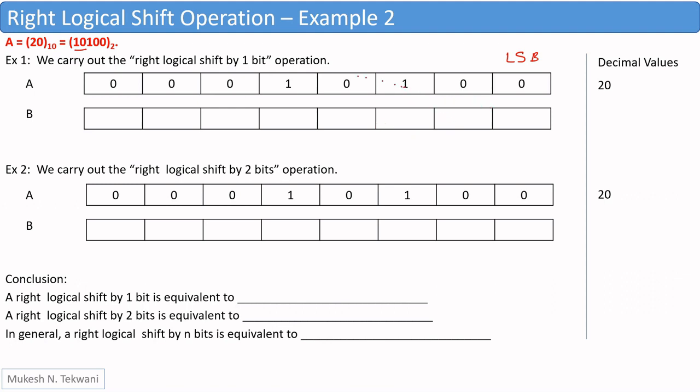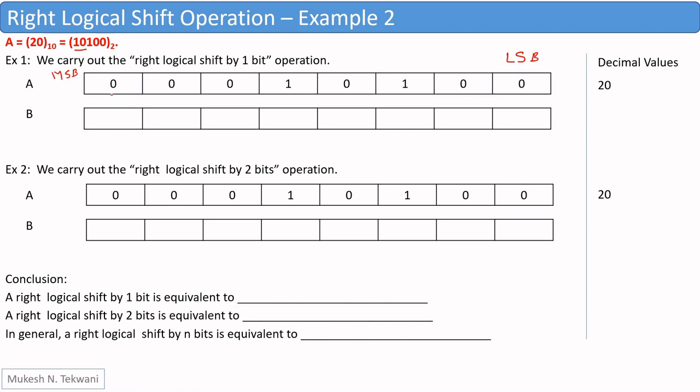So we have 001 followed by 01, and since these 3 bit positions are not given in our original number, we pad them with zeros. Now let us carry out the right logical shift by 1 bit. Now observe, if I have to shift these bits to the right, I will start with the most significant bit.